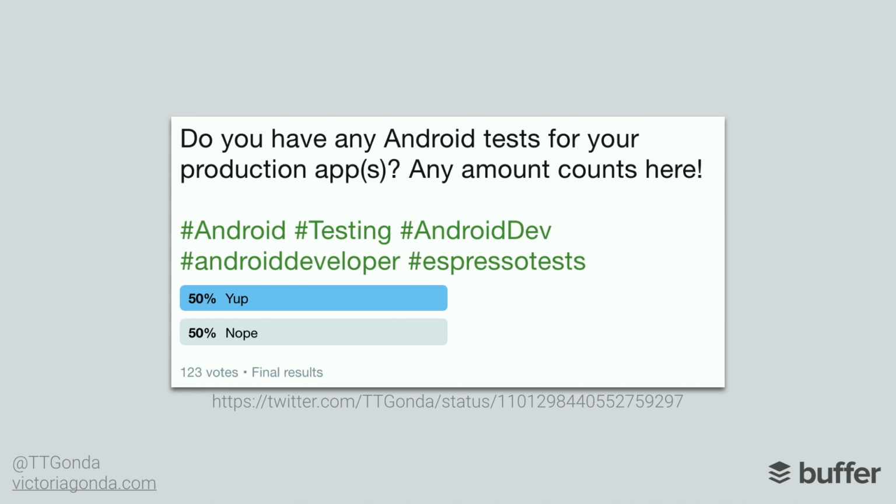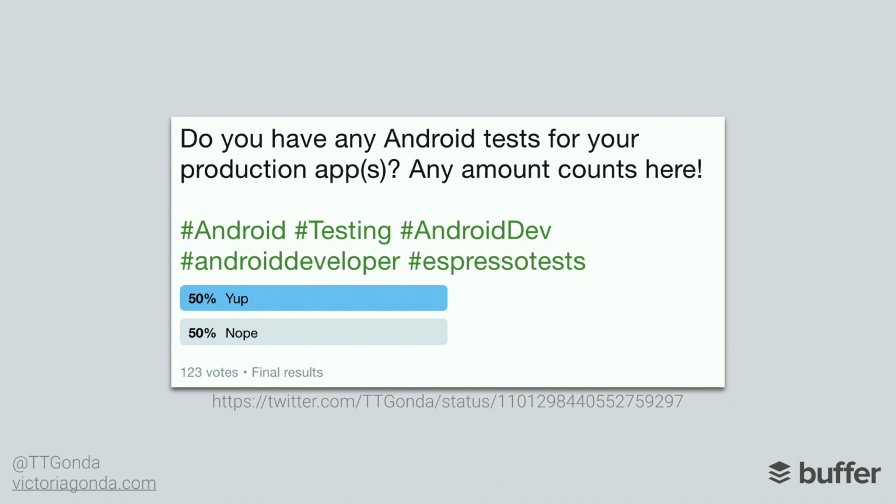This overhead is part of why it can be so hard to get tests written for your app. Half of the people who responded to this poll don't have any Android tests with their app. And when you're feeling lost and not seeing the benefit of the time that you're putting in, it can be hard to keep motivated to keep up with testing.